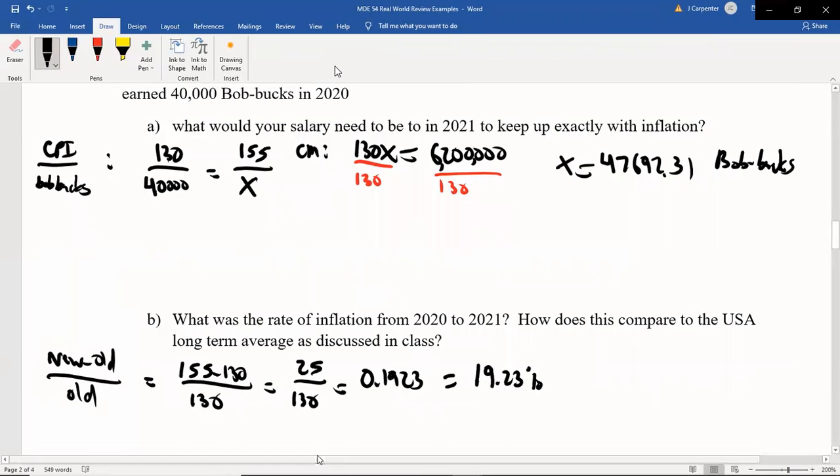So how does that compare? This is higher than the USA's traditional average. It's higher than even practically any rate of increase we've ever had. I can't think of any particular years where our inflation was higher than 19%. But don't hold me to that.